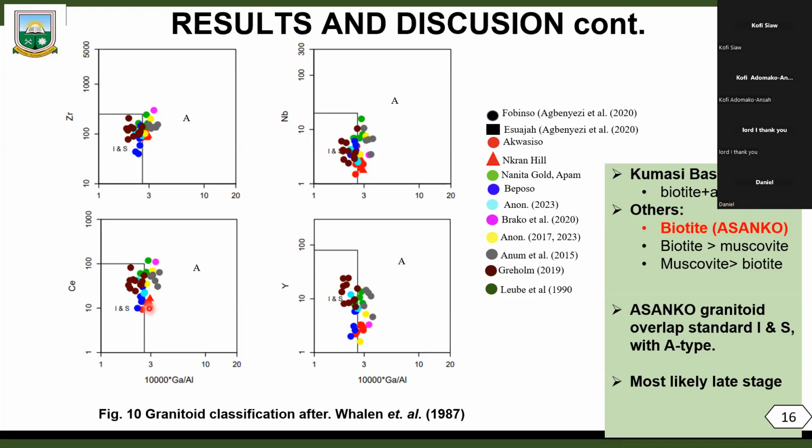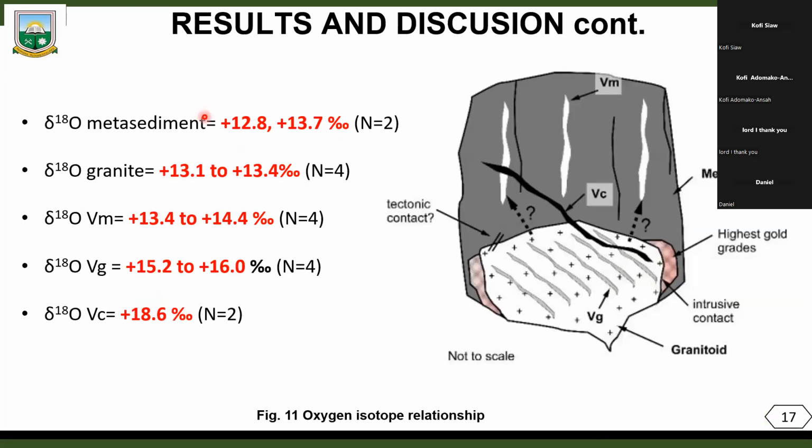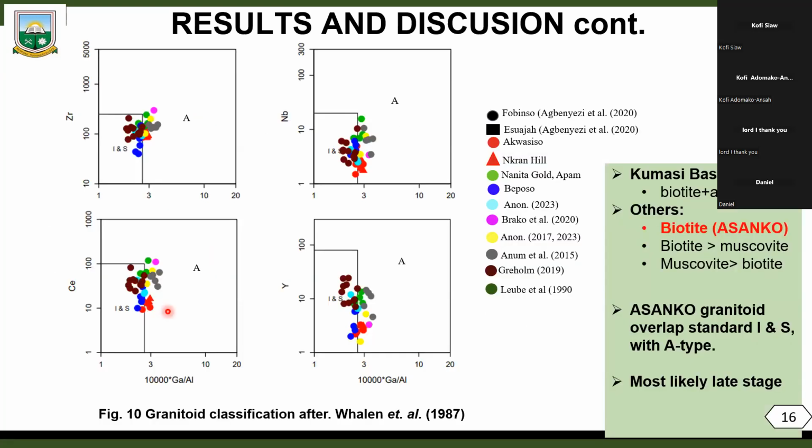Unfortunately, we don't have the age data as yet, so this will only be speculation. But just looking at the geological trend from the Cape Coast Basin to the Asanko area, it's most likely that the Asanko is late in the orogenic process in Ghana. And being late in the orogenic process in Ghana means that it is overlapping with the latest stage mineralization in Ghana.